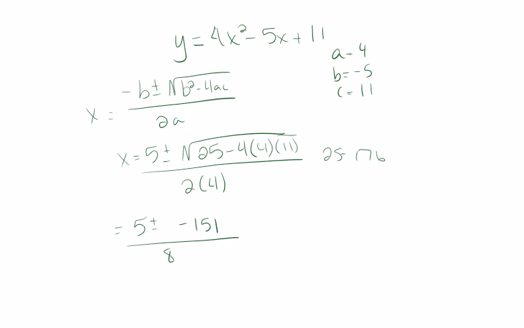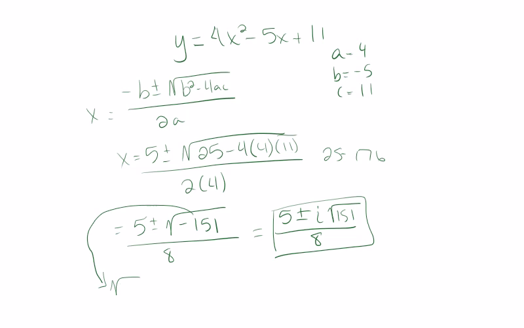Okay, so we have an imaginary number. So we're going to pull out the i. We're going to leave in the 151. That's fine. So 5 plus or minus i root 151 over 8. This is my answer. And the reason I did this is, like I said, this is the same as the square root of 151 times the square root of negative 1, which negative 1 is the same as i squared, so that is i. So this is the best, most simplified answer.